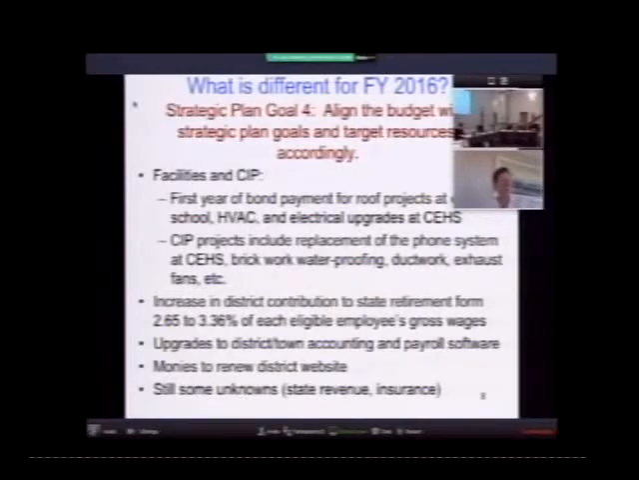And we're still working with some unknowns. The cost of insurance premium increases will likely not be known until sometime in April. And while we've received preliminary general purpose aid numbers, which I'll touch on a little bit later, as you all know, the state legislature reserves the right to make changes to that right up until the very end. So we won't know for sure what the impact of those changes will be.